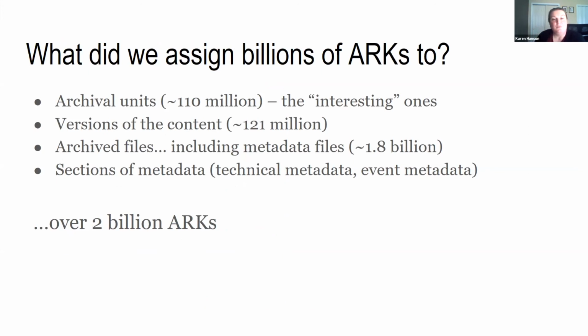And then we have 1.8 billion files that have ARKs. And then we also assign ARKs to other things like sections of metadata. So for example, as things go through the workflow, different things happen to them, and it generates events to describe them, and those each get an ARK as well. So I don't have an account for that last one, but the others add up to 2 billion, and I expect that fourth bullet point would add another 500 million or so.